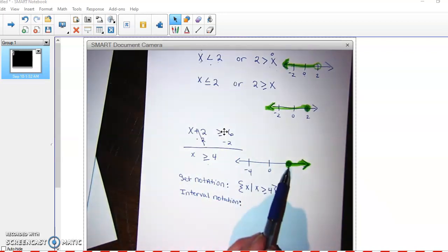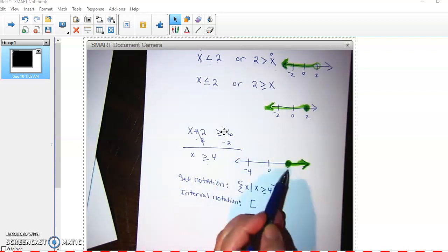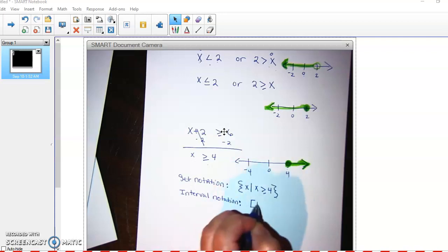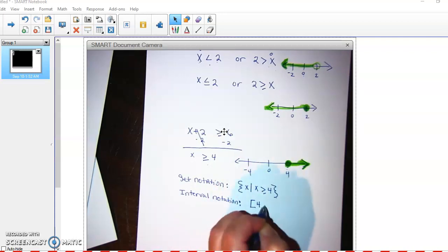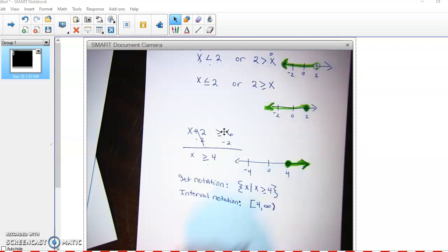is you're going to look at your graph, and so think about this. We're starting right here. We're going to use this symbol if the circle is closed. So we're starting at 4, and then you're going to infinity. And then, anytime you use infinity, you use parentheses.